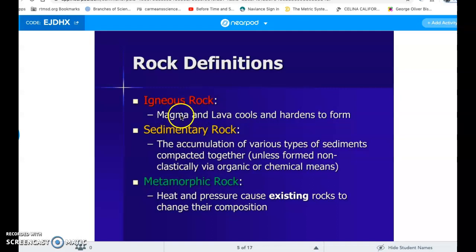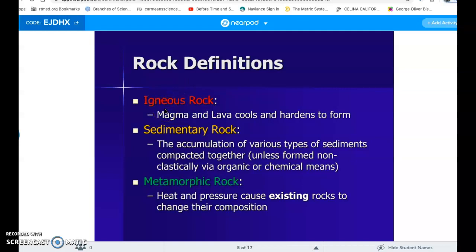And magma and lava are molten forms of rock. So that's melted rock, or rock in its liquid form. What happens is that the magma or lava cools down and then it hardens to become a solid, and that is an igneous rock.